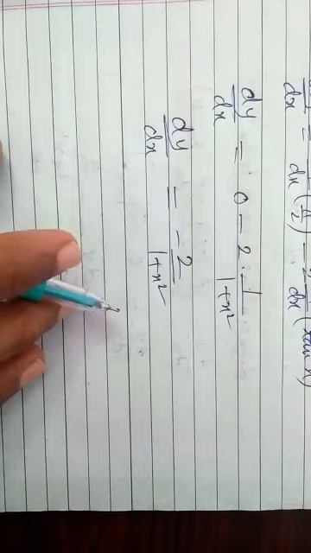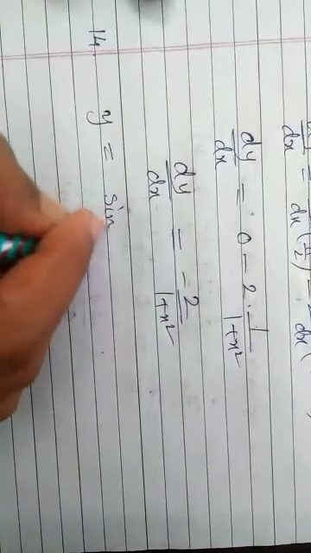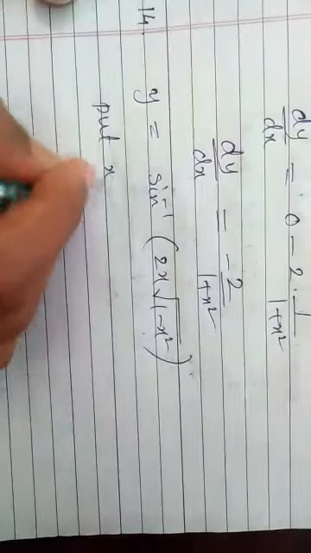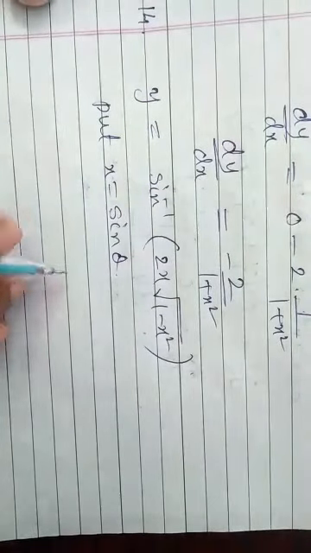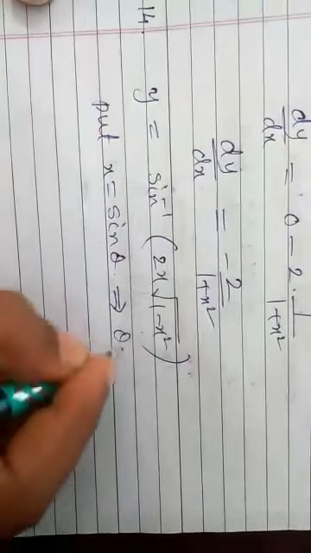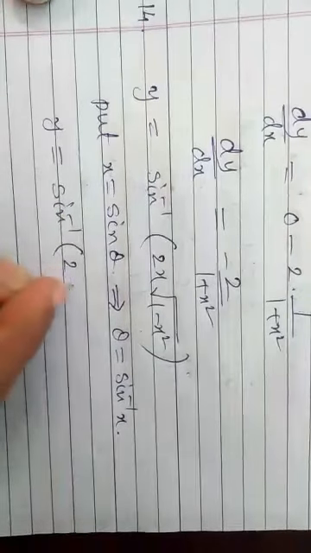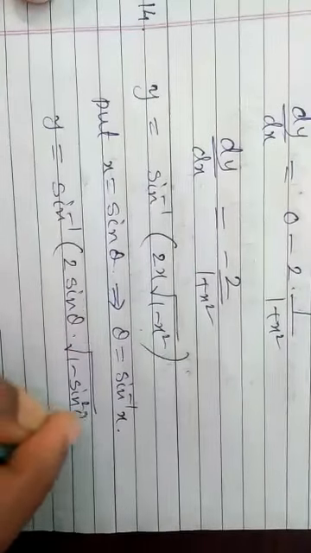So guys, already in the previous problem I gave a very clear explanation about all these problems, so take that one. And one more is the 14th one, y is equal to sin inverse of 2x root of 1 minus x square. Put x is equal to sin theta. That implies theta is equal to sin inverse x. Now our problem becomes y is equal to sin inverse of 2 sin theta into square root of 1 minus sin square theta.